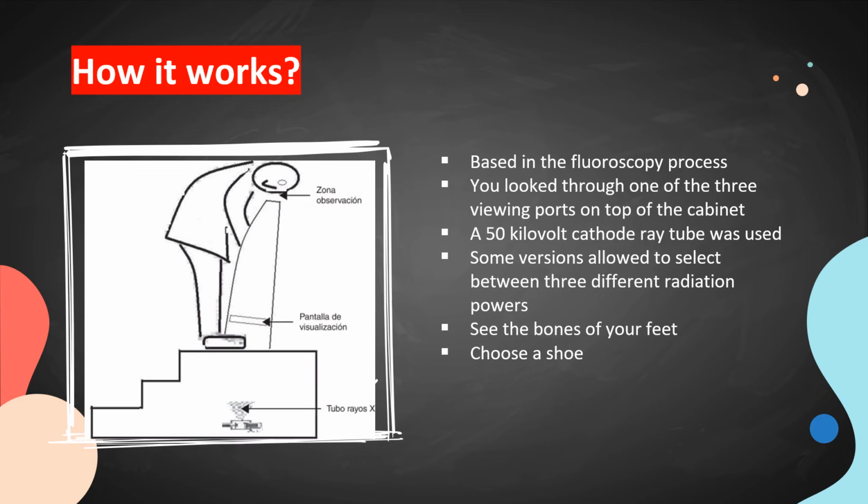For that, a tube was used. The only protection between the foot and the tube was a thin aluminum filter. A 50 kilovolt cathode ray tube was used. Some versions allowed selecting between 3 different radiation powers: the highest for men, the medium setting for women, and the lowest for children. In addition, most had a button to regulate the radiation period, which ranged from 5 to 45 seconds. Then you could see the bones of your feet and finally choose a shoe that would best fit your foot.